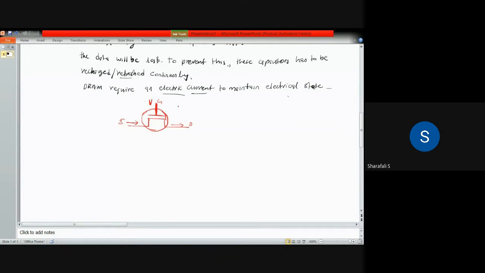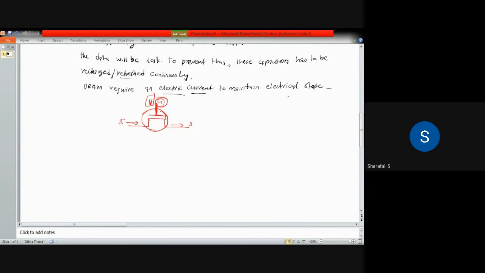Current flow will be like this, and so it will be like a short circuit when the gate is applied with some potential. When the gate does not have any potential, no current will pass through this transistor. So when the gate is applied with the potential, this transistor acts like a short circuit, and current flows from source to drain. That is the basic operation or basic concept in this DRAM.